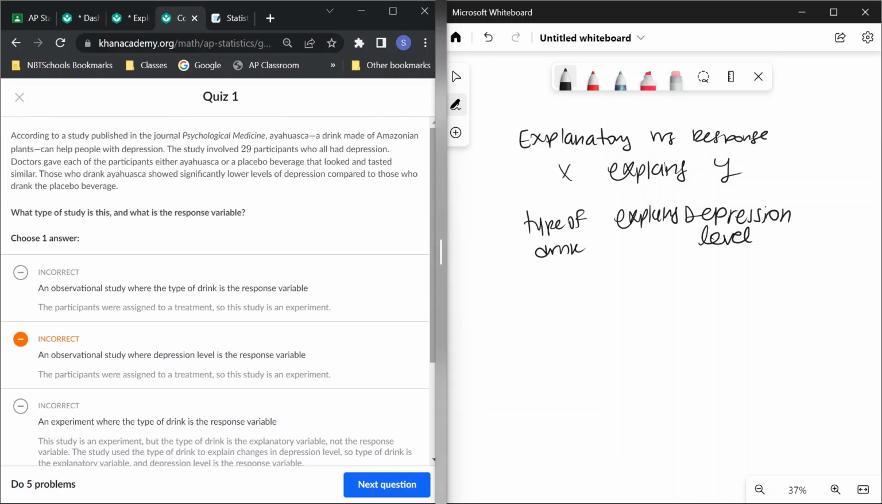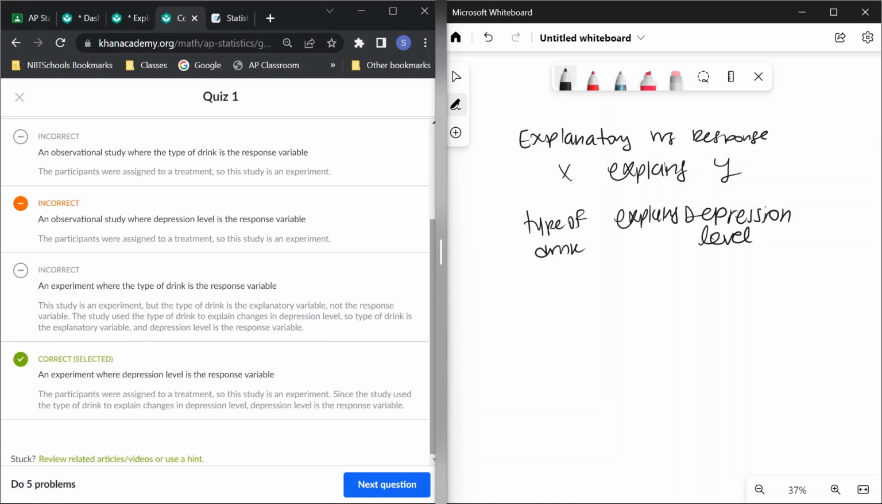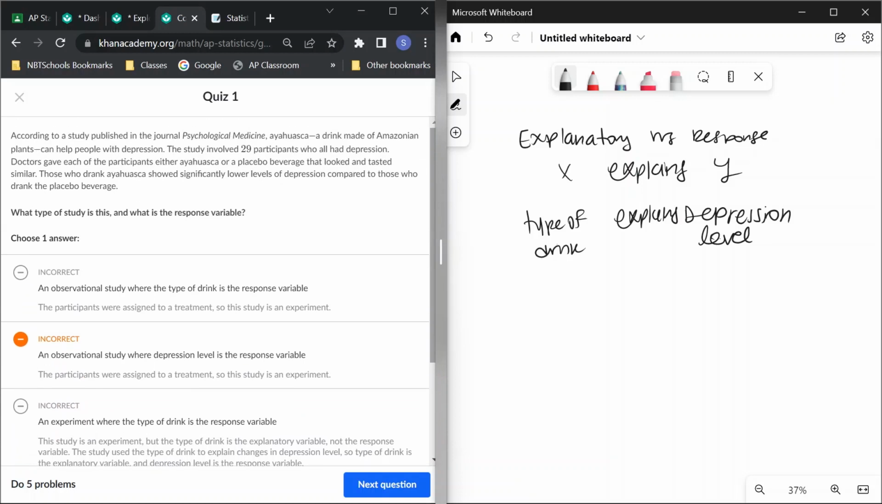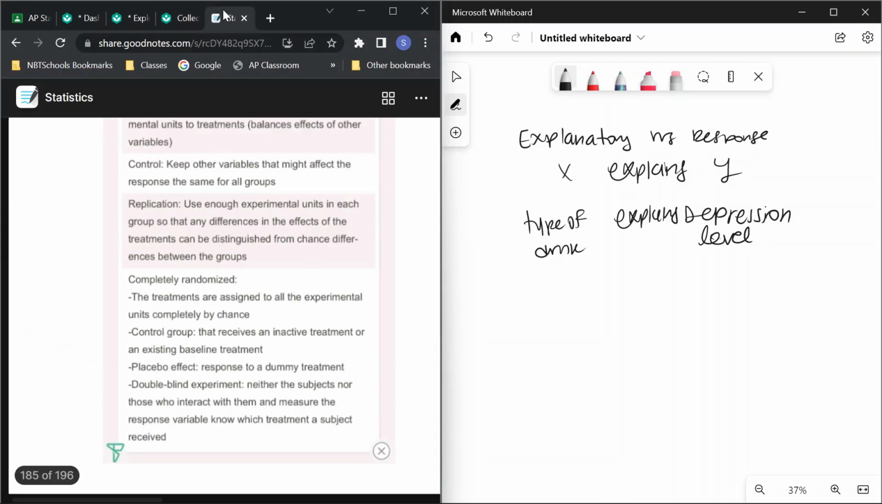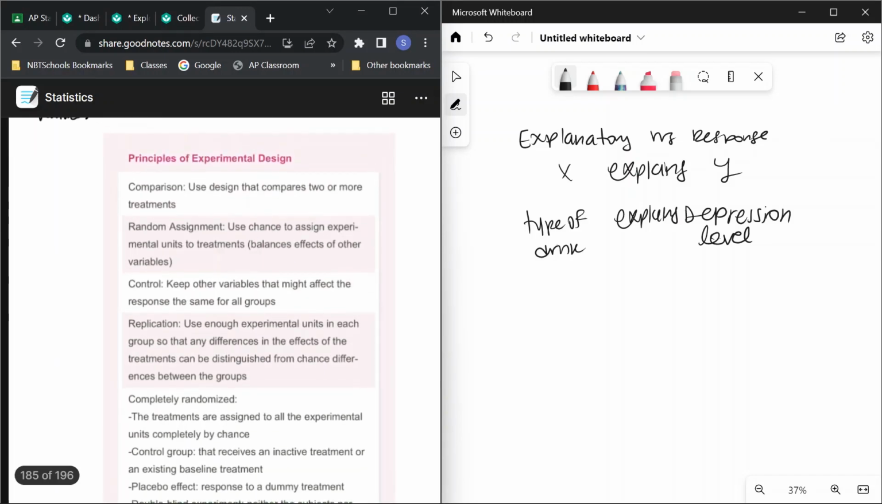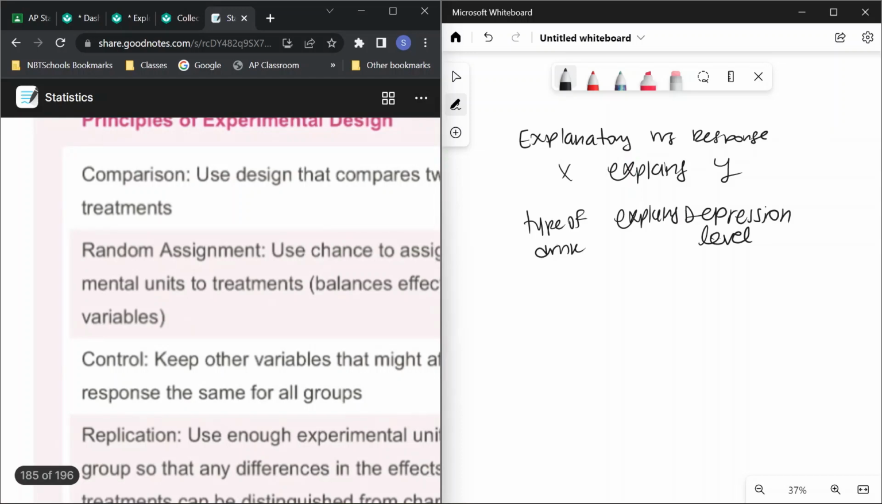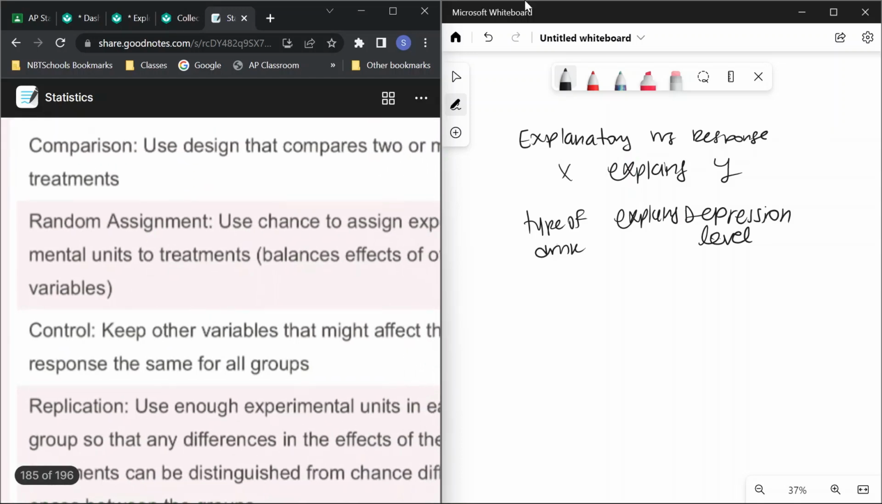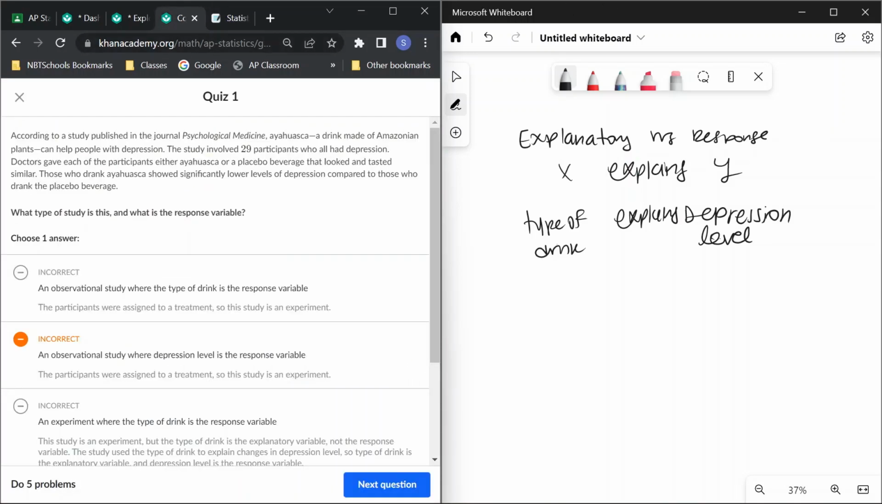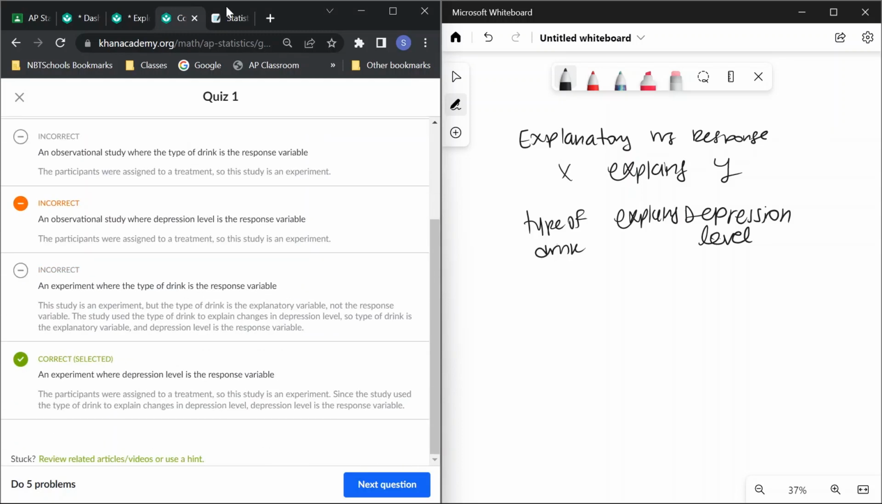Okay, this low-key, I don't like this question. Because it has to be randomly assigned. It literally says it. Look, where is it? The first one, random assignment, right? It's not just assignment, it's random assignment. An experiment where depression level was a response variable. So the participants were assigned to a treatment. So this study is an experiment. No, sorry, but they have to be randomly assigned.